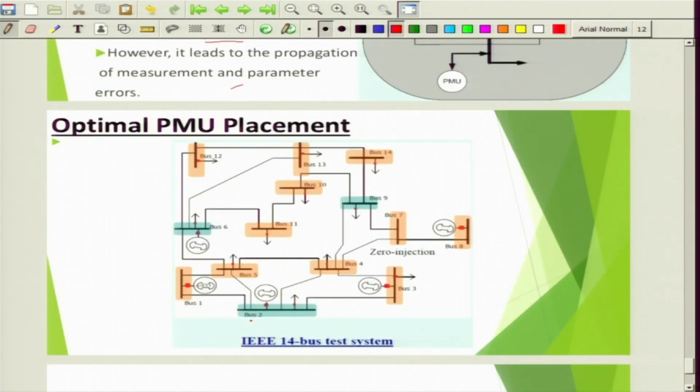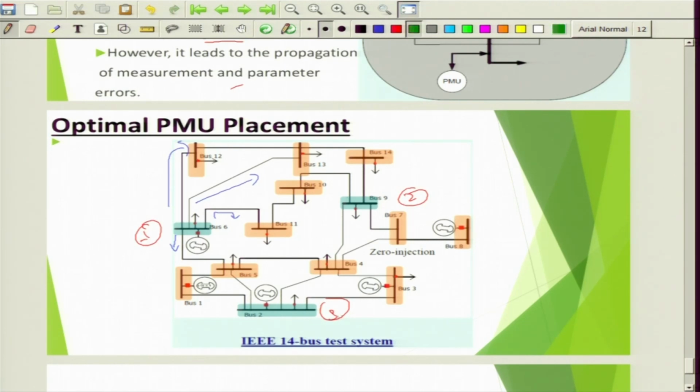Just an example to show you how the optimal placement of PMU is done. You can see here in this specific topology or network, we are going for only 3 PMUs: 1, 2, 3, at bus number 6, 9 and bus number 2. So what is really happening is, there is a PMU placed at bus number 6. This PMU is able to take care of the measurements of bus 12, bus 13, bus 11 as well as bus 5, and now the other buses are left out.